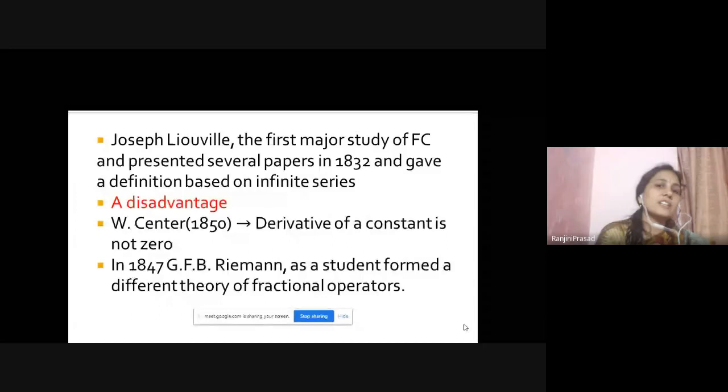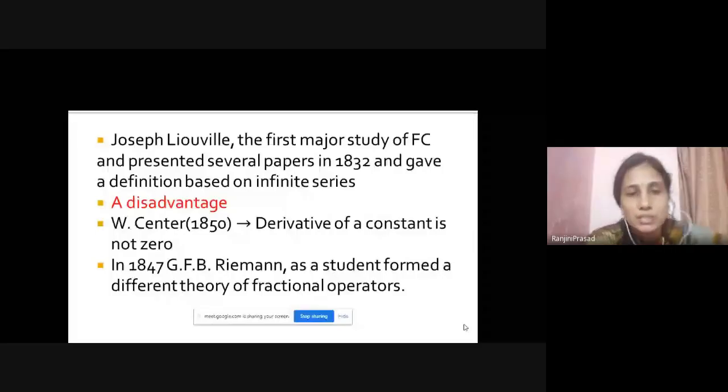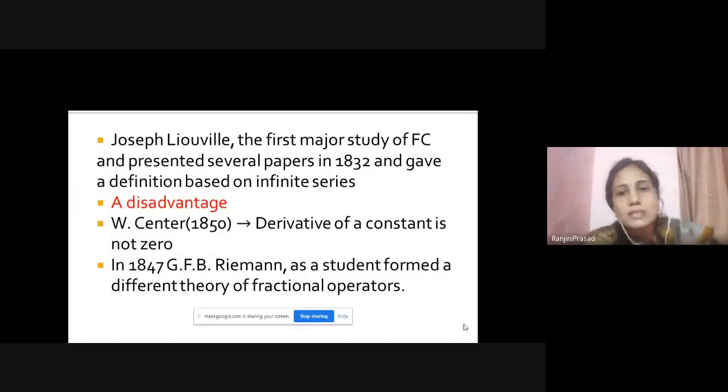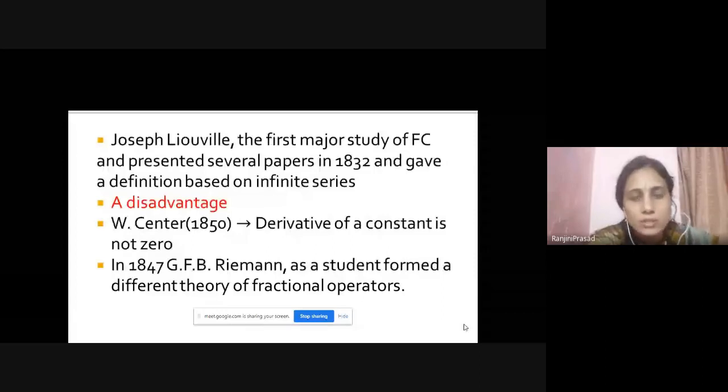So that he also finds the term d^n y by dx^n equal to 0, which will give you the polynomial. You know that when you iterate that, you'll get d^(n-1) y by dx^(n-1) is a constant, then c1x plus c2x, like that you'll get a polynomial function. He found that. Then he neglected the case for x equal to 0. So which was the contradiction? So W. Center, who addressed that, then he said that the derivative of a constant is not zero, according to Liouville.